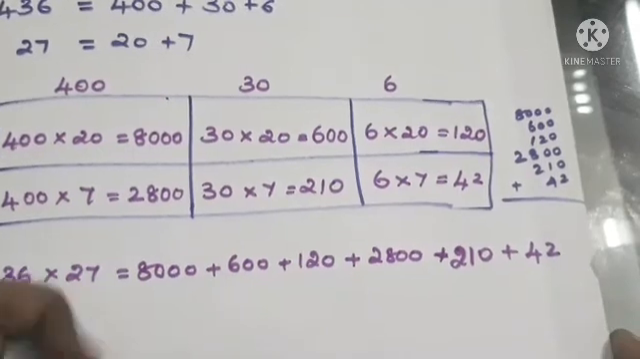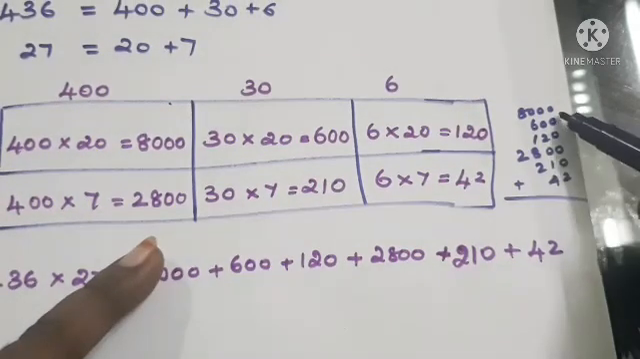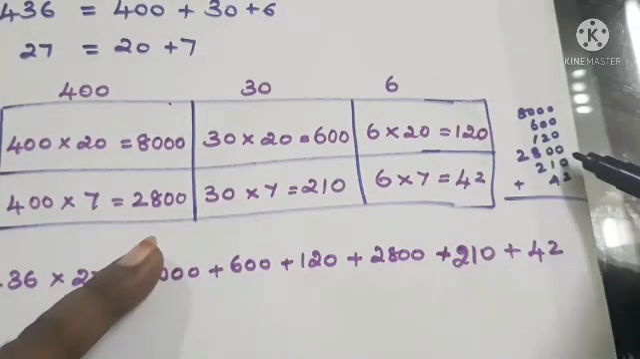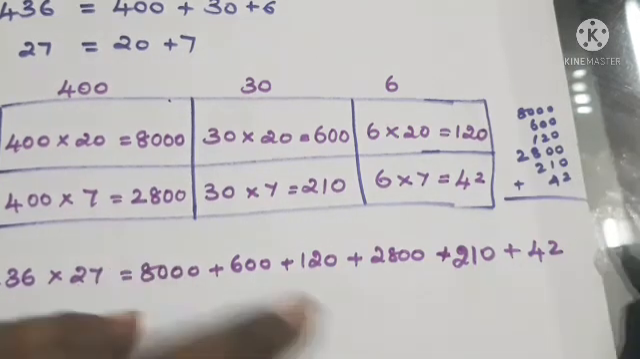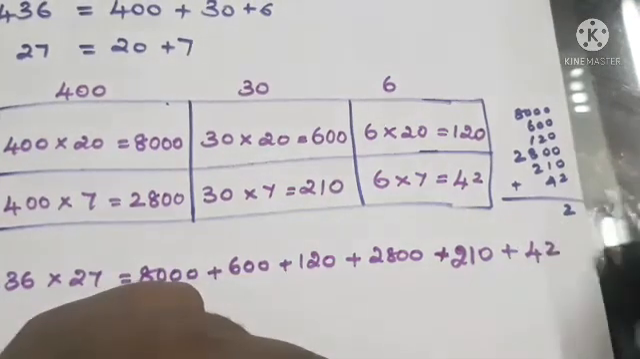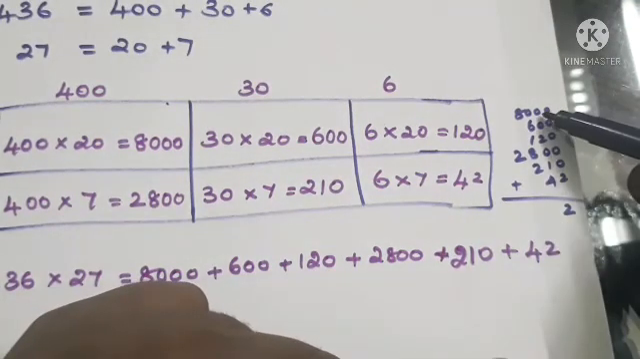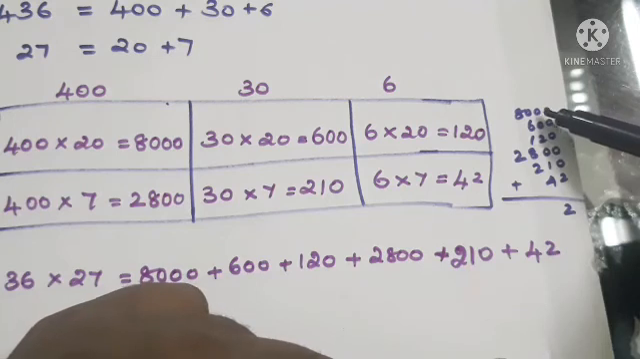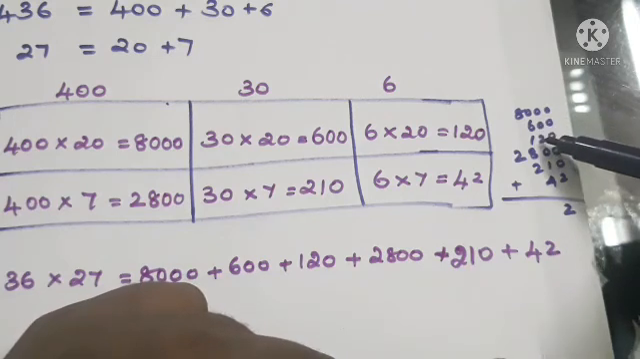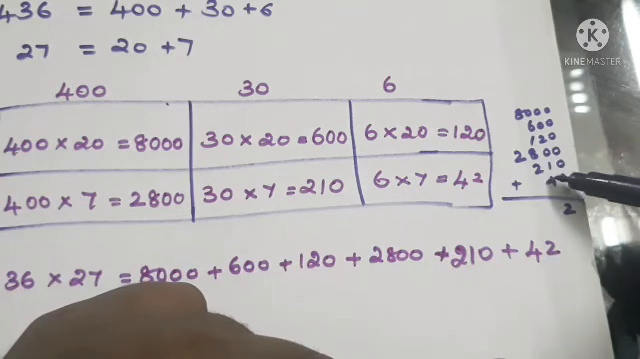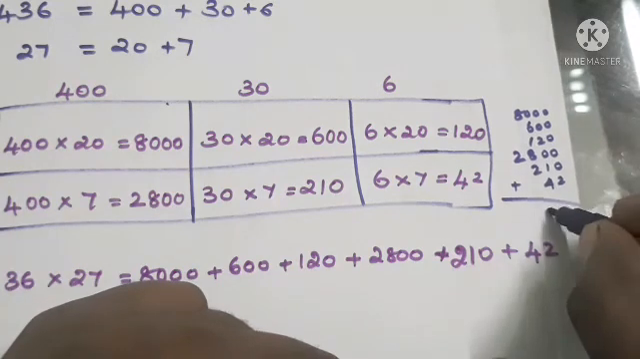Okay, so when you add these numbers, first in the ones place we have 0. So 0 plus 0 means you will get 0 only. So 0 plus 2 is what? 0 plus 2 is 2. Next we have to add the tens places. In the tens place we have 0 plus 0 is 0, 0 plus 2 is 2, 2 plus 0 is 2, 2 plus 1 is 3, 3 plus 4 is what? 3 plus 4 is 7.